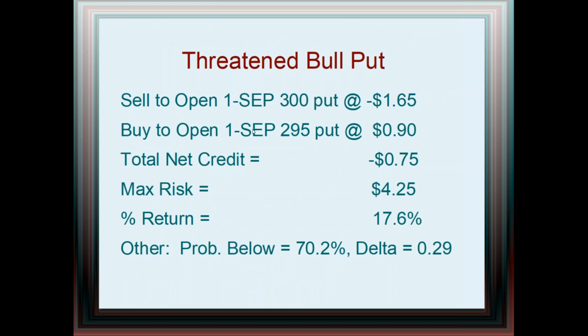Okay? So here's our threatened bull put spread. On Tuesday, we sold to open the September 300 put on CMG, and we bought to open the 295. CMG only offers $2.50 strike differences. I took the 5-point spread, so I have one strike in between. We get a reasonable return, 17.6%, a reasonable net credit for a 10-day trade at the time. Lower probability than we want, but this is just for example's sake.